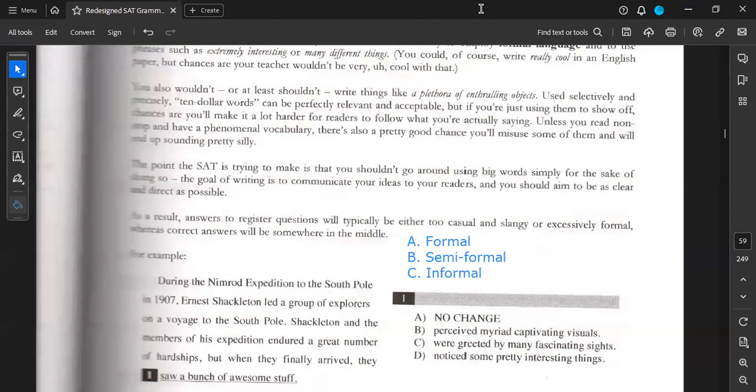I could have just said I agree. All right, okay. What about C? "We're greeted by many fascinating sights." Yeah, I'm not so sure about C. Okay, but you're not sure, right?